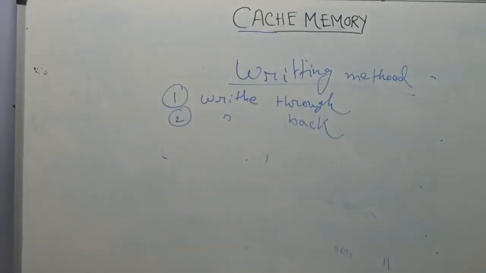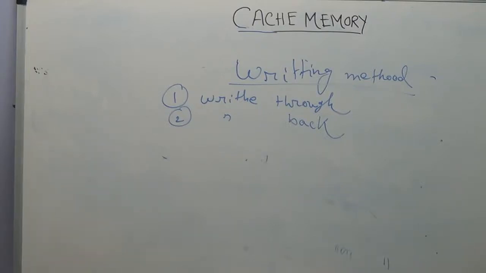What is write through? Write through means update the main memory and cache memory at the same time. The main memory and the cache memory contain the same data. It is very slow because each time main memory needs to be accessed.